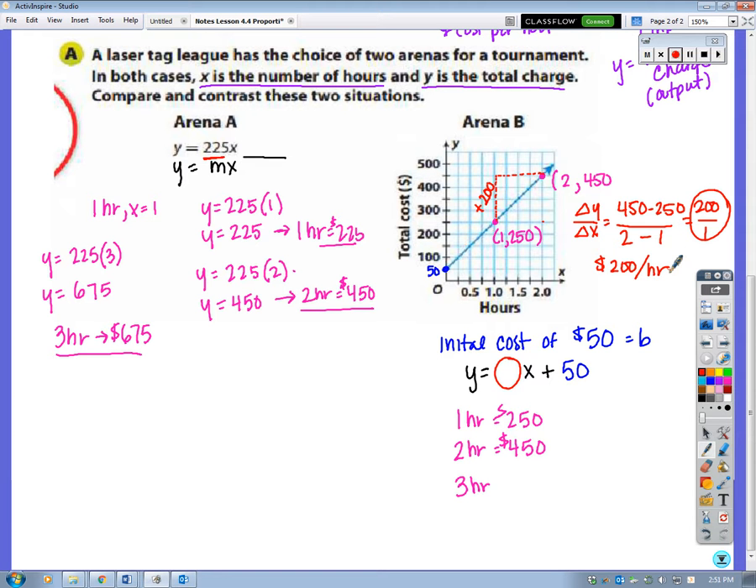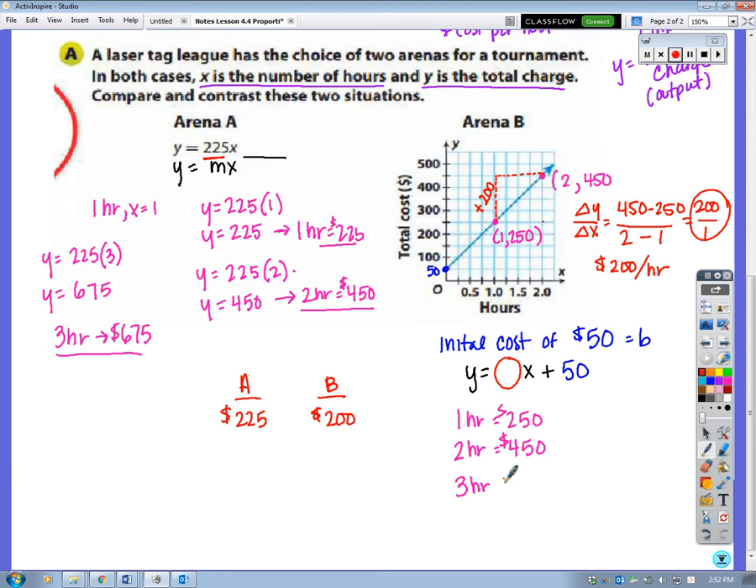So if we just compare that to our Arena A, it is $225 per hour, right? And Arena B is $200 per hour, but it has an initial fee of $50. So let's find out here. It is more expensive for Arena B for 1 hour. It's the same for Arena A and Arena B at 2 hours. And so let's find out if it's cheaper for Arena B at 3 hours.